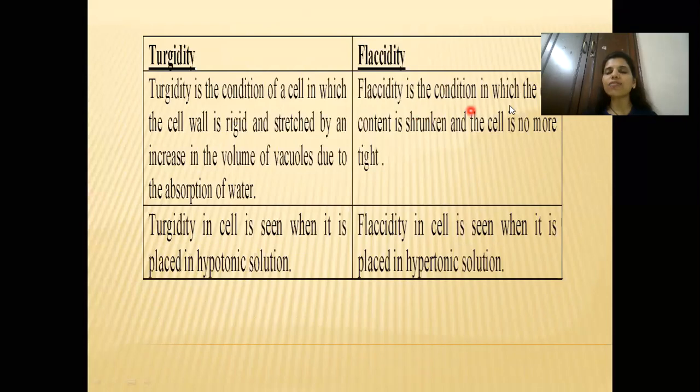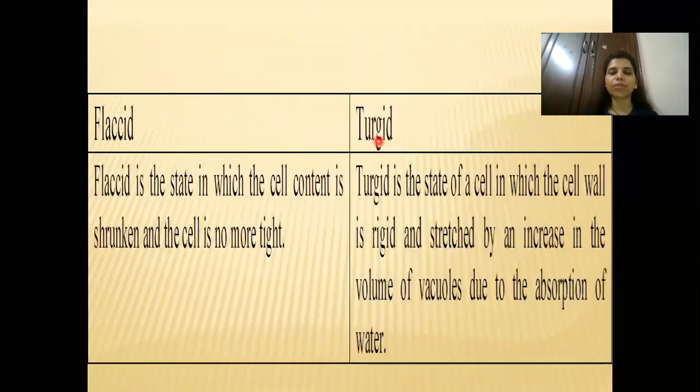Flaccidity is the condition in which the content is shrunken and the cell is no more tight. Okay. So this particular condition is seen when the cell is soaked in hypertonic solution. So these are very important terms for you to understand and the definitions are important in this chapter. Now flaccid is the state in which the cell content is shrunken and the cell is no more tight. And turgid is a state of the cell.